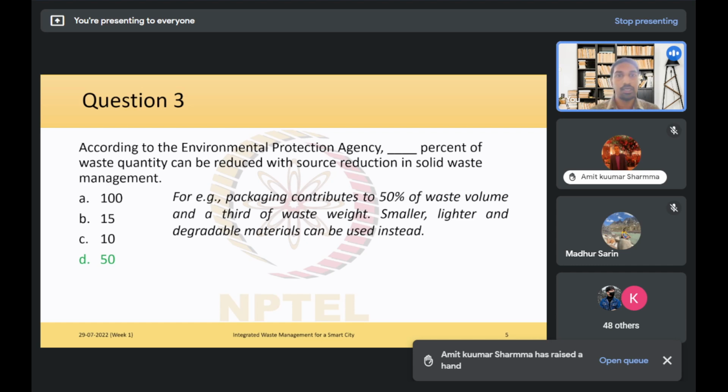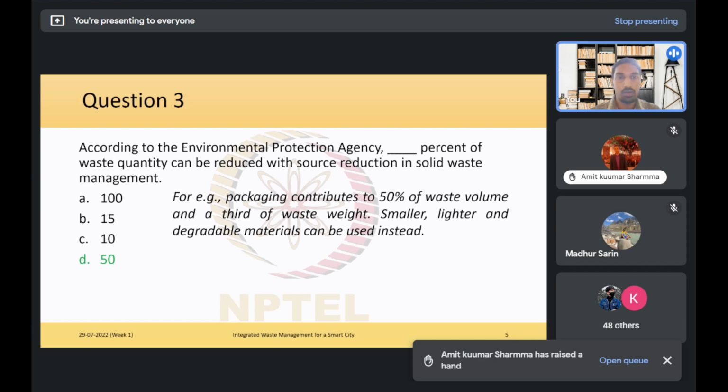So what do we mean by source reduction? It is handling the waste at the source, or at the generation point itself, right? So where we are using the product, at that stage itself, if we try to minimize the waste that is being generated, that is what we call source reduction. So to use lesser materials in the first place, so that the amount of waste that gets generated is reduced. According to EPA, by doing that, we can reduce up to 50% of the waste in terms of volume, and in terms of weight, up to one third of the waste weight can be reduced by doing the source reduction.